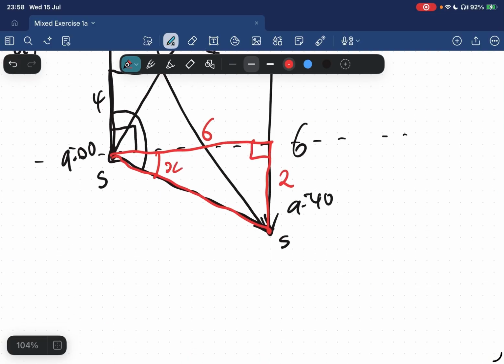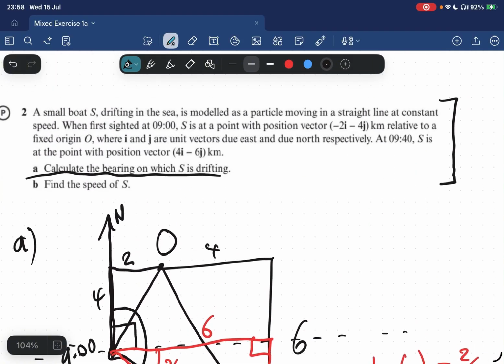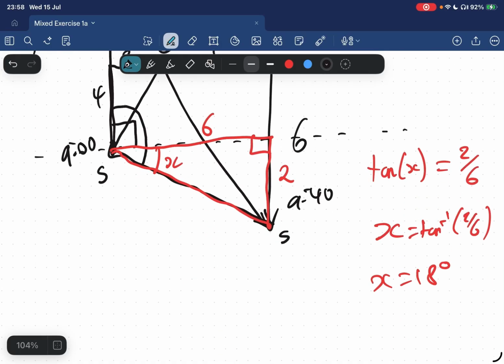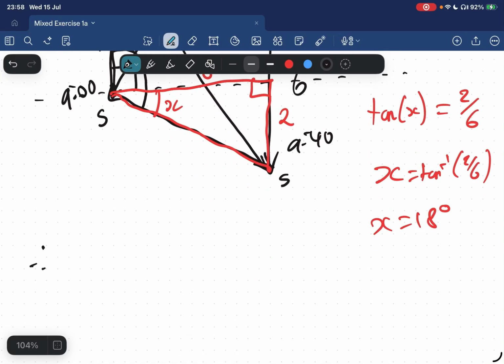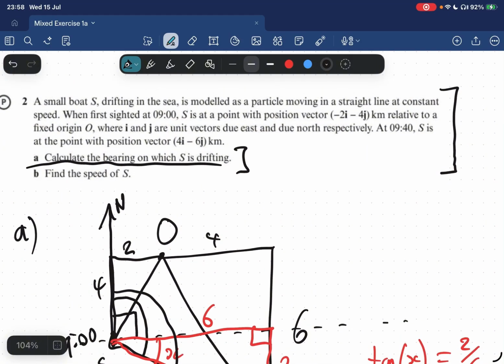Let's call that x. Using SOHCAHTOA, we've got opposite and adjacent, so x is the tan inverse of 2/6, so x is 18 degrees. But they weren't asking what x is, they're asking for the bearing. So therefore, that's what the 3 dots mean: the bearing is our 90 degrees plus our 18 degrees, this full angle here. That's 108 degrees.